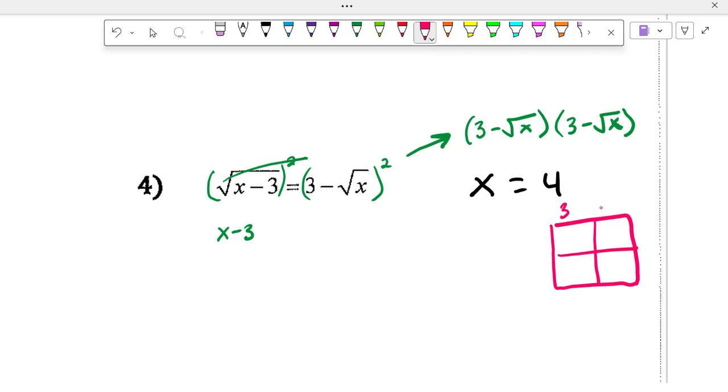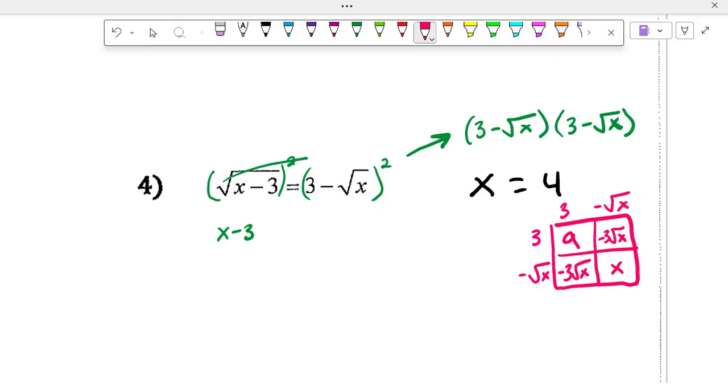So this would be 3 minus the square root of x, 3 minus the square root of x. 3 times 3 is 9. 3 times negative square root x is just negative 3 square root x. Still negative 3 square root x. Now, if I do negative square root x times negative square root x, what do you think I'm going to get? Positive x. The square roots will cancel out, the negatives will cancel out.